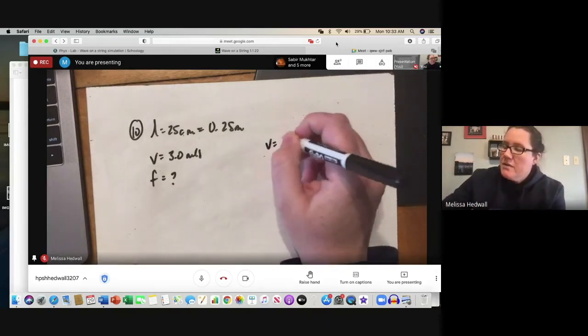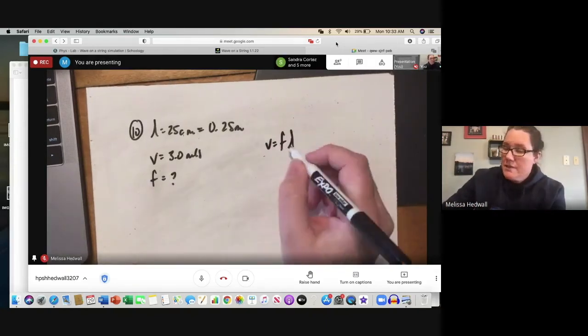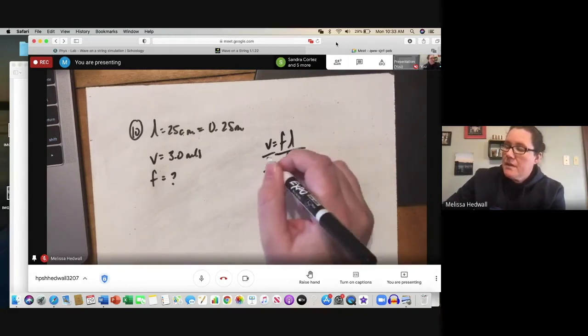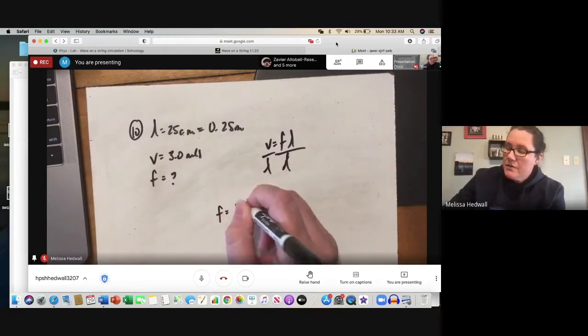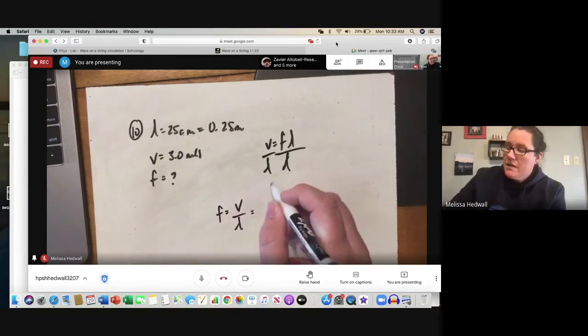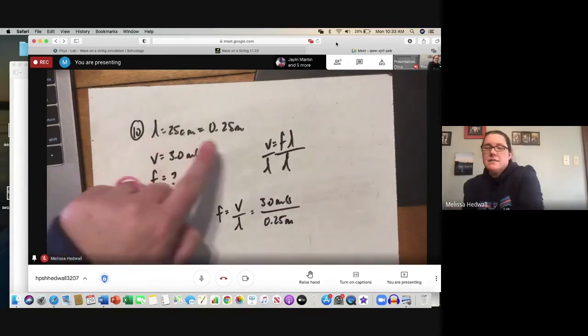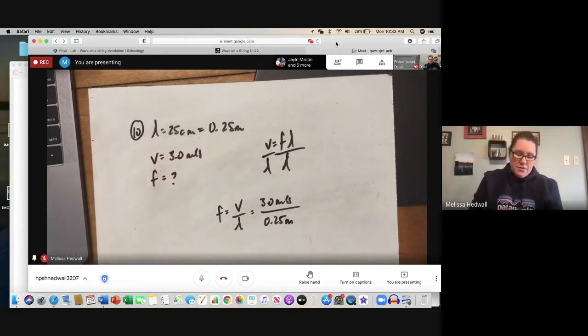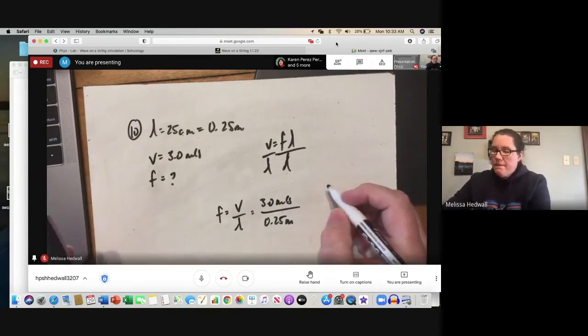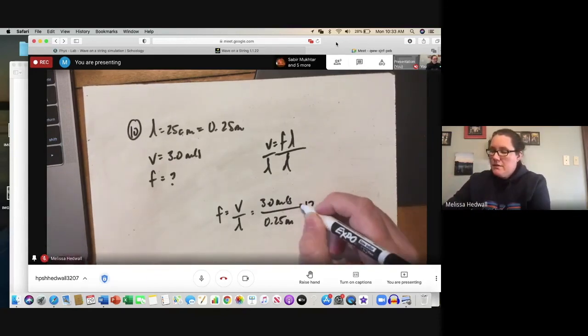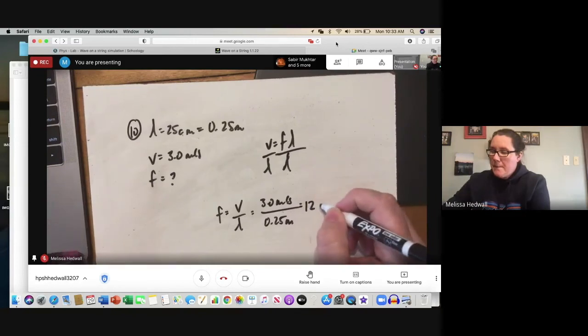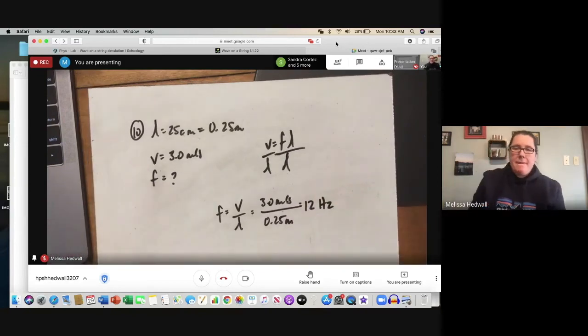So we have v equals f lambda. If we're solving for our frequency, divide by lambda. So frequency equals velocity over wavelength. So we have 3.0 meters per second divided by 0.25 meters. Remember, 25 centimeters has to be brought into meters. So 3 divided by 0.25 gives us a frequency of 12 hertz. So that's for number 10.